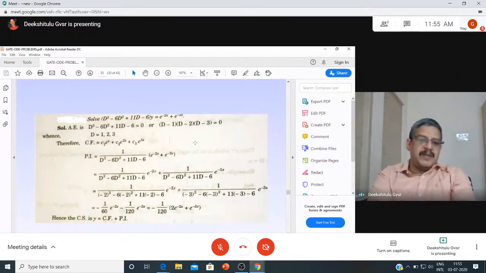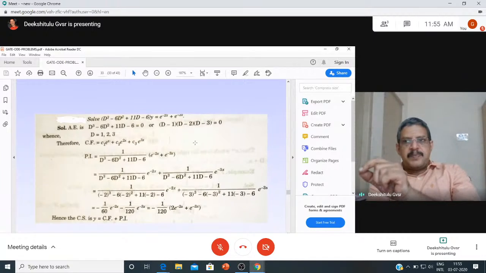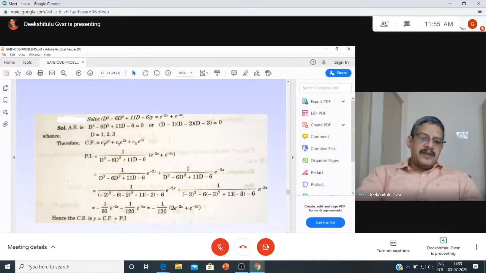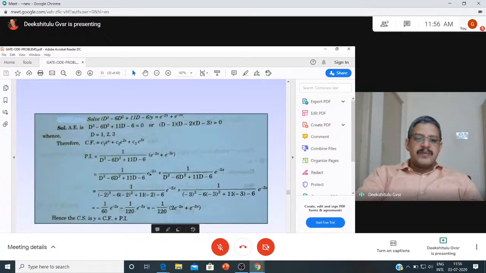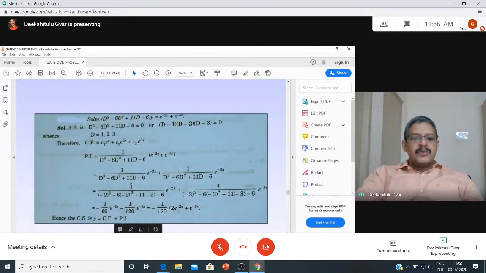Then what happens to the particular integral? It is 1 by (D^3 - 6D^2 + 11D - 6) operated on e^(-2x) + e^(-3x). When operated on e^(ax), it's not a big deal. Simply put that a in the equation. Here a is -2, so substitute that -2 for D in f(D).